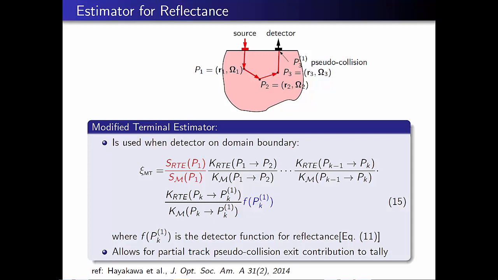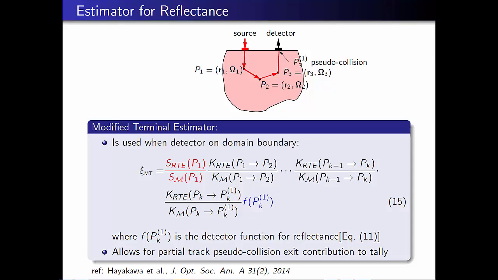So it looks kind of crazy here, but here's the random variable to estimate reflectance for us. And you can see it's comprised of these factors. We've got factors of S terms and then K terms and then the detector function.